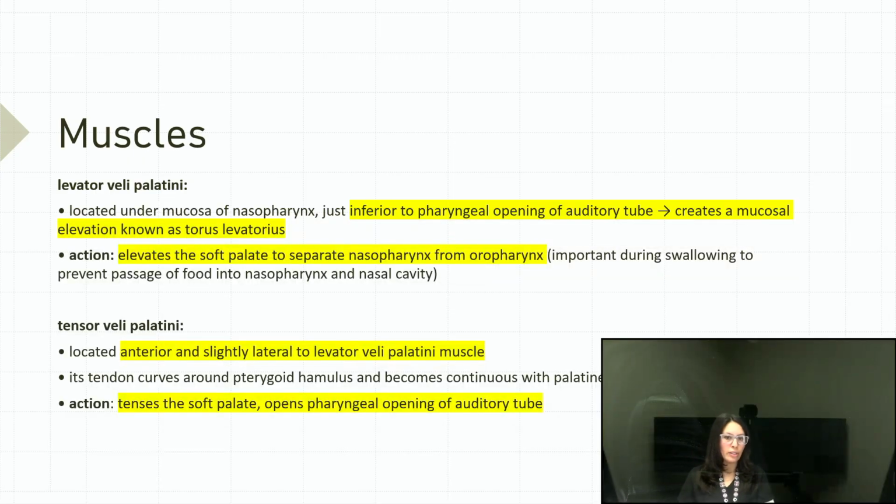And the action, as the name implies, is to elevate the soft palate to separate the nasopharynx from the oropharynx. Very, very important during the process of swallowing to prevent the passage of food into the nasopharynx and the nasal cavity. And then we have another very important muscle, called the tensor veli palatini.